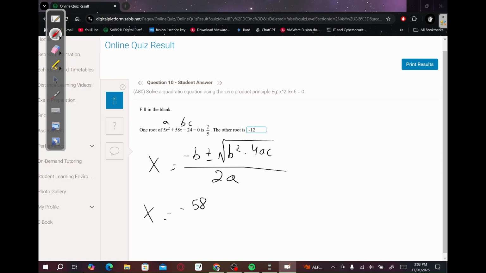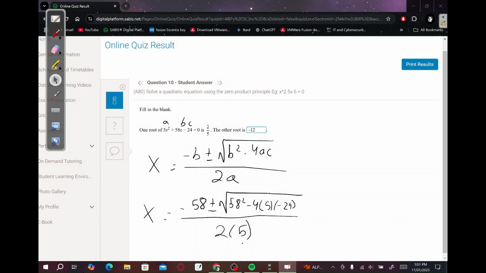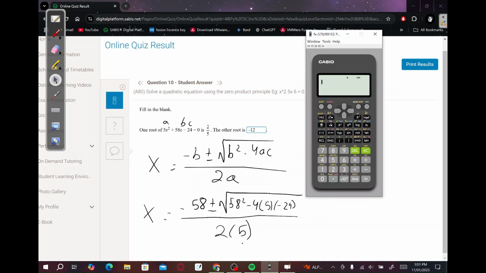Negative 58 plus or minus root 58 squared minus 4 into 5, let's just extend this, into negative 24. All over 2 times 5, so 2 into 5. Now, in the written part, you would expand this and solve, but on a calculator, we're just going to leave it like this, because this is the easiest way to solve it.